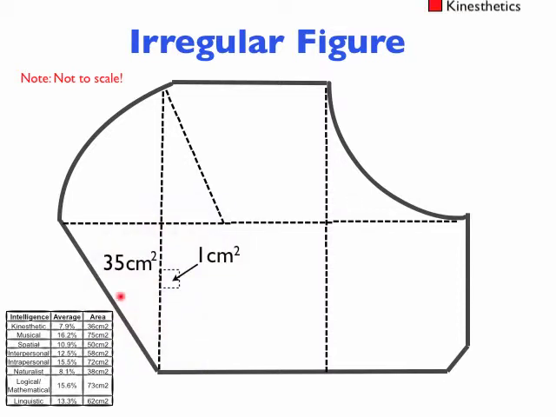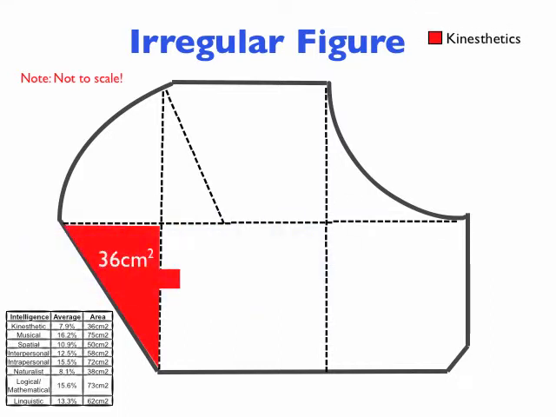Use the same method for musical. Musical's area is 75 square centimeters. The area of the sector looks close, 71 square centimeters. So add 4 square centimeters onto the sector.